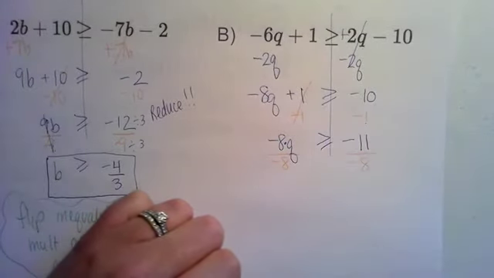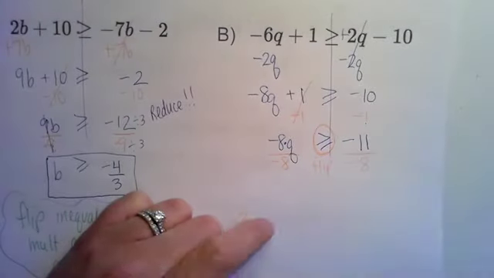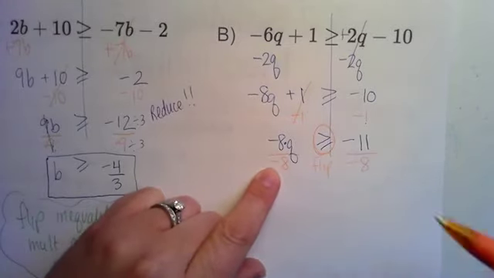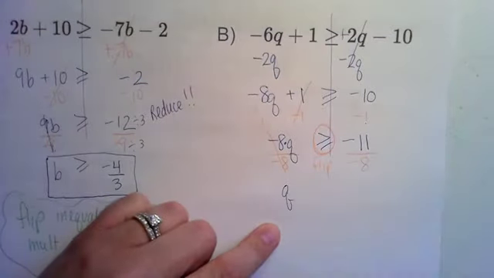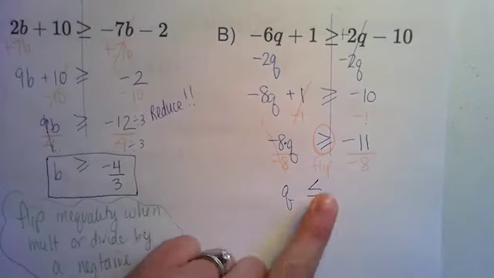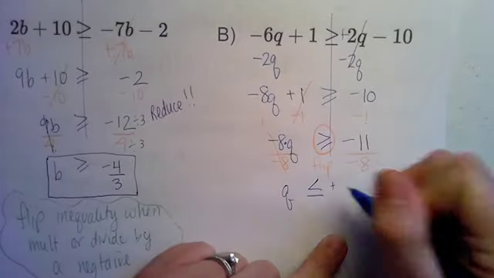Uh-oh, bells are ringing. What do we need to do? We must flip the inequality because we are dividing by a negative. Negative 8 divided by negative 8 is positive 1. A 1Q is what we want. We need to flip our inequality symbol. And then here, what's a negative divided by a negative? That's right, it's a positive.